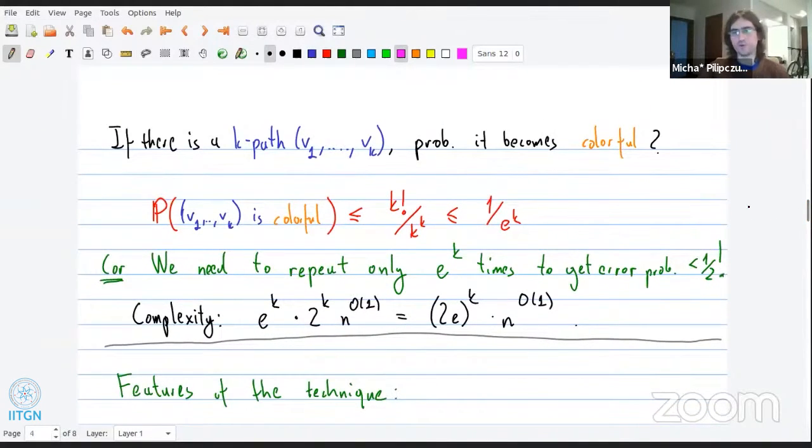So now we have a procedure to find whether there is a colorful k-path in the graph. However, it definitely has a worse running time than the procedure for finding a properly colored k-path. Now it runs in FPT time instead of polynomial, so we should gain on something. And not surprisingly, we will gain on the probability that the k-path becomes colorful, right? Because if there is a k-path in my graph and I draw a coloring at random, it is more probable that it becomes colorful than before, because now I have fewer restrictions on the coloring of this k-path. So what is the probability that this k-path becomes colorful?